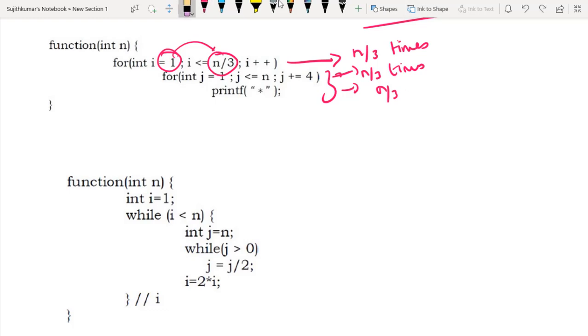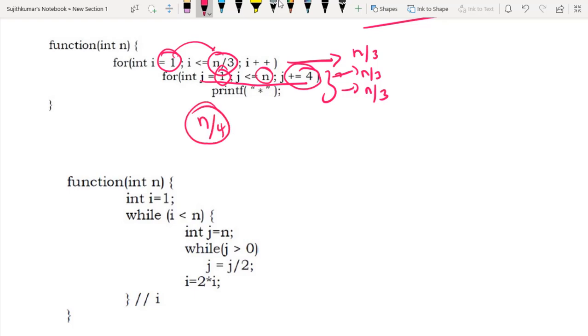I'll just erase the word times. Okay. N by 3 times, right? And now you have to consider the inner loop, right? If you consider this loop, it starts from 1, it goes up to n, but it gets incremented in the form of 4. Okay, so you are dividing the problem by 4, because j gets incremented in terms of 4. So this will be n by 4 times executed. So everything inside the loop will also be executed for n by 4 times, right?